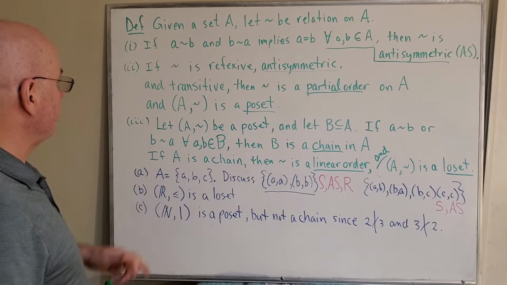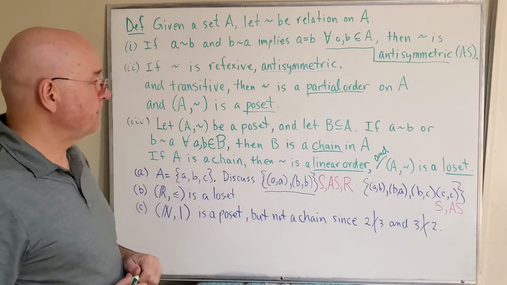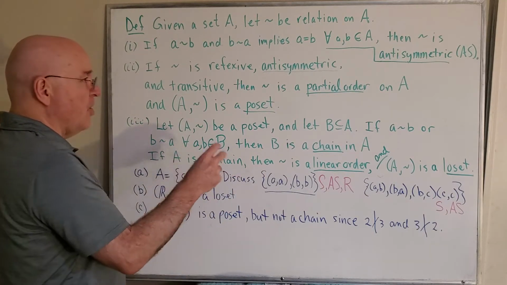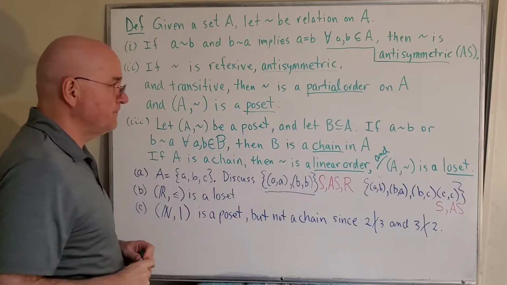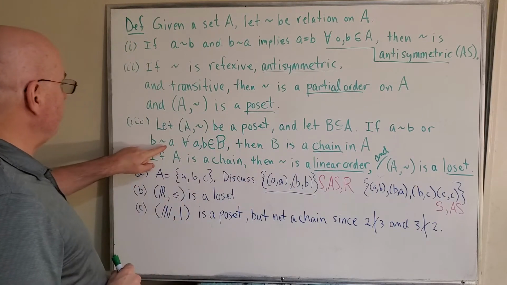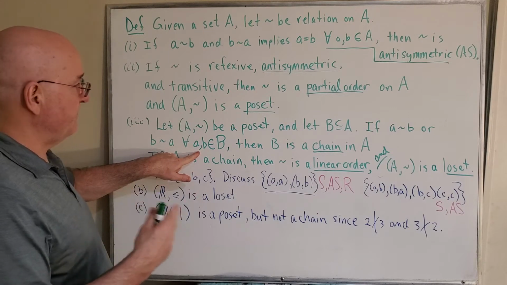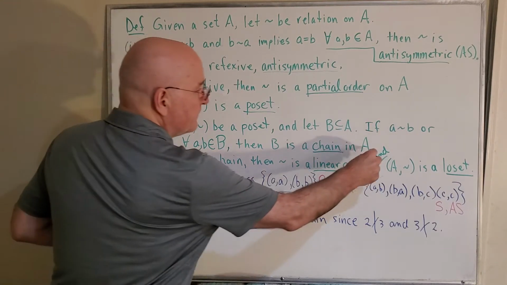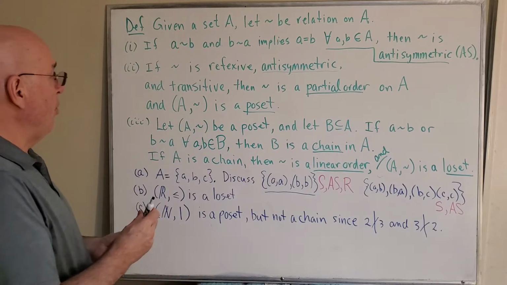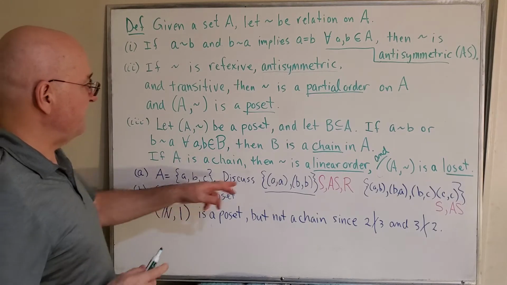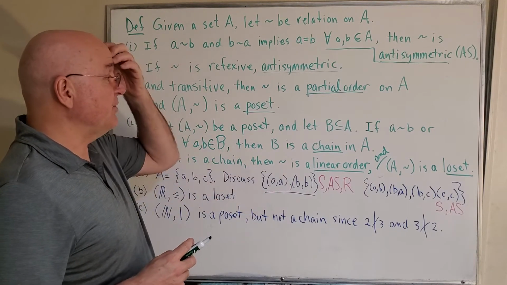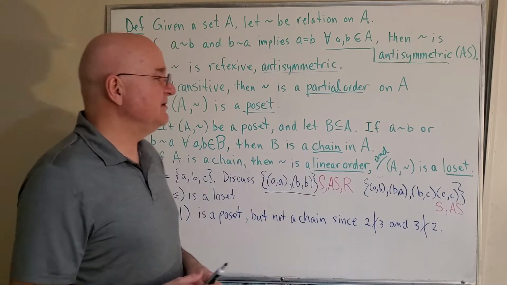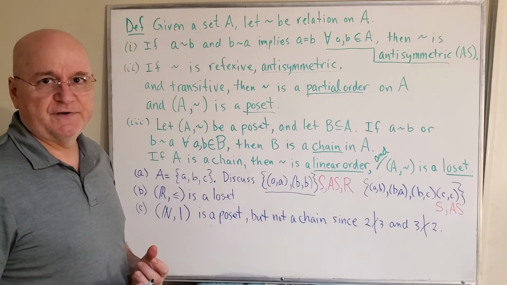All right, number three. Suppose A is a poset, and let B be some subset of A. If for all little a and little b in B, we have that a relates to b or b relates to a, one or the other, then B is called a chain in A. And furthermore, if the whole set A is a chain, then this relational operator is a linear order. And we would call A with the relational operator a loset, a linearly ordered set.